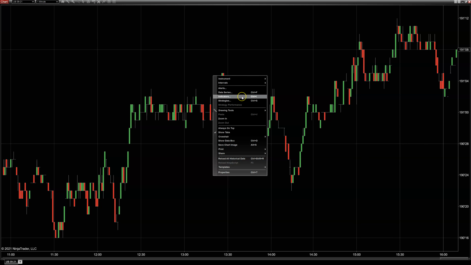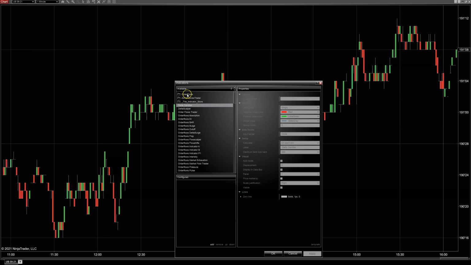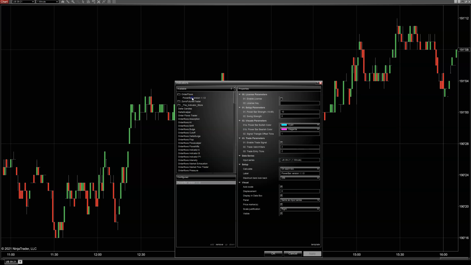for a black screen. So you just go under indicators to add it. I've already imported it, and you just go up here. It's at the top in this folder called the order flows. It's not going to be somewhere down here under order flows. You just find it up here at the top. Power bar version 1.1. Make sure it appears down here.